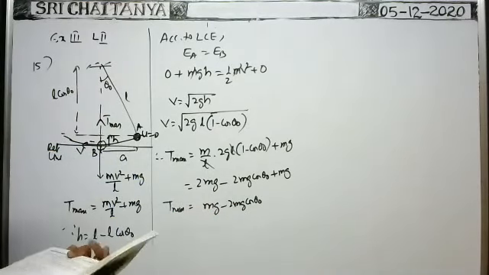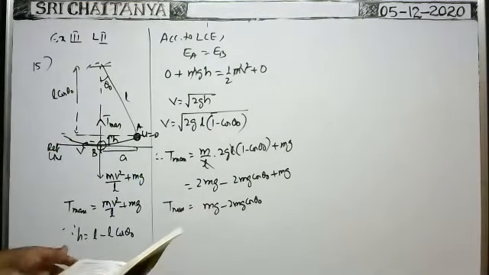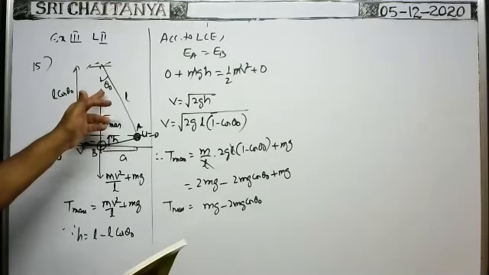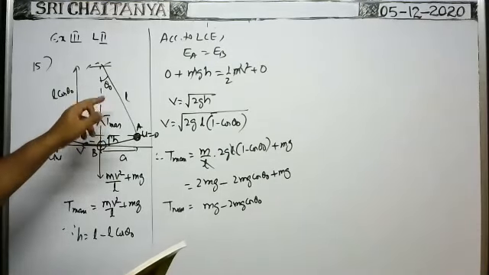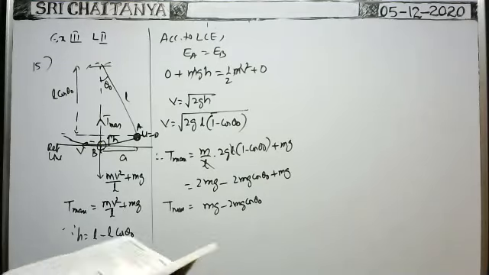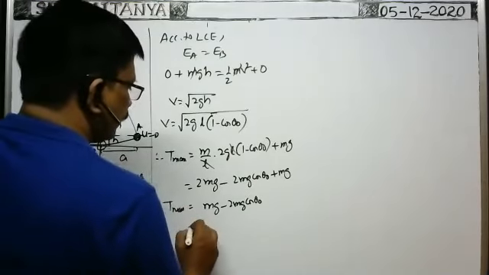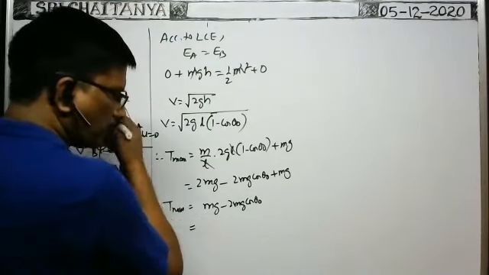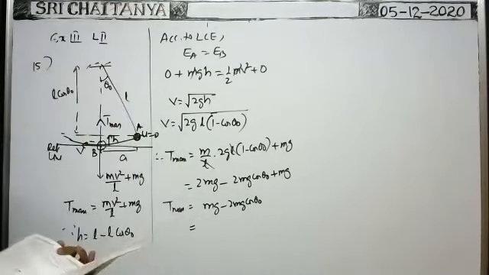But the answer is not given. The amplitude A is given. Theta naught is not given. So we have to change them into amplitude. Here you take mg common.